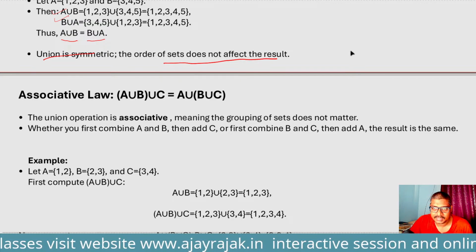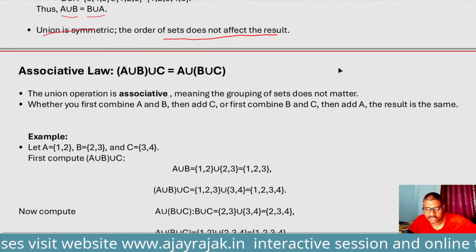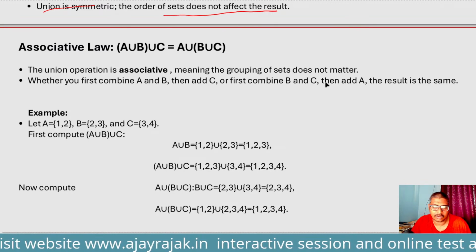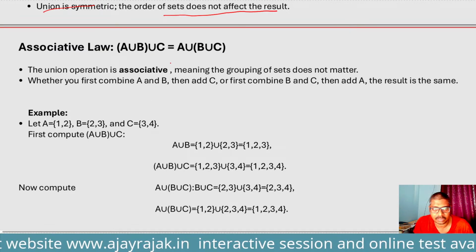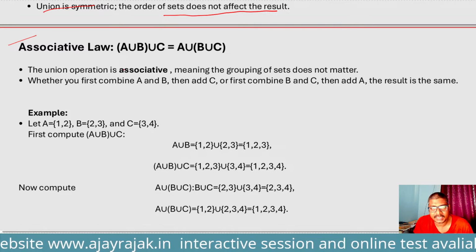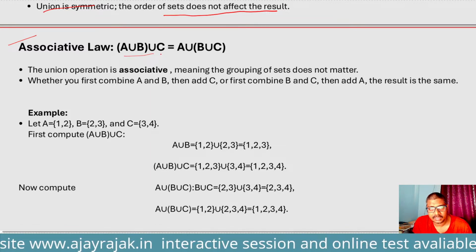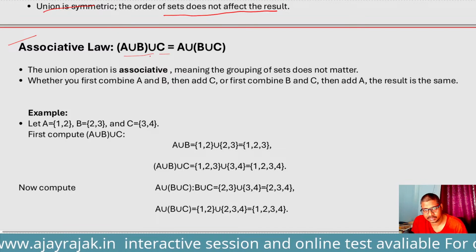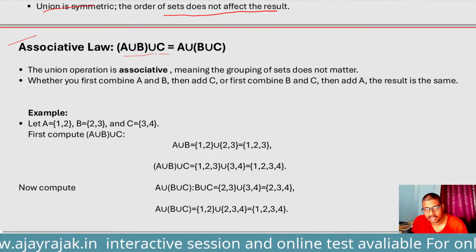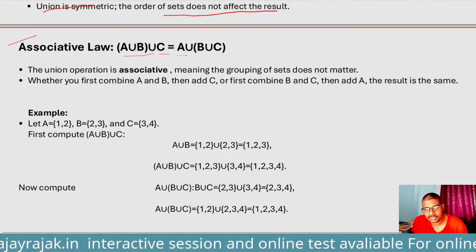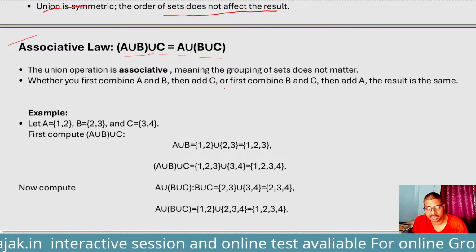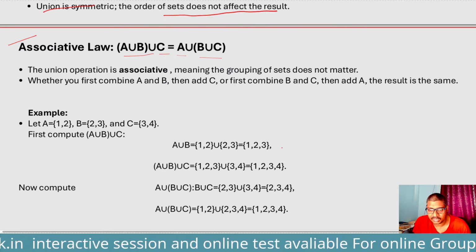Associative law. These laws you have been studying since class 6: the idempotent law, associative law, distributive law, all these laws. So what does the associative law say? That union is going to be associative irrespective of the brackets. Suppose A union B and then union with C, and A union with B union C. What are you getting? The same elements or not?